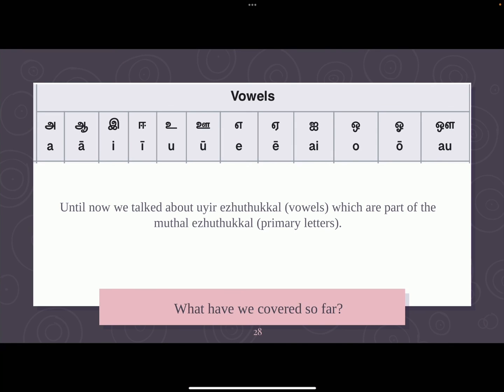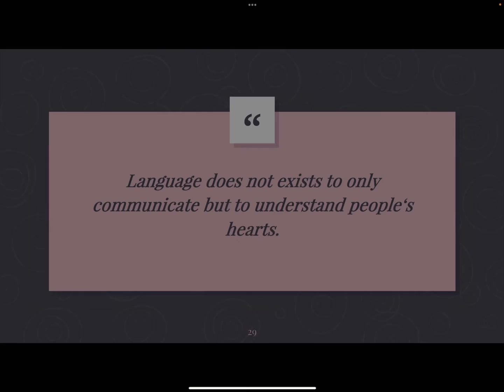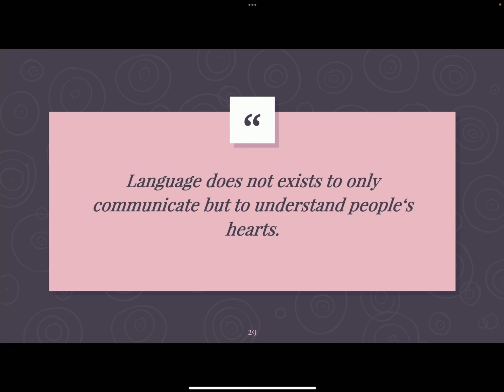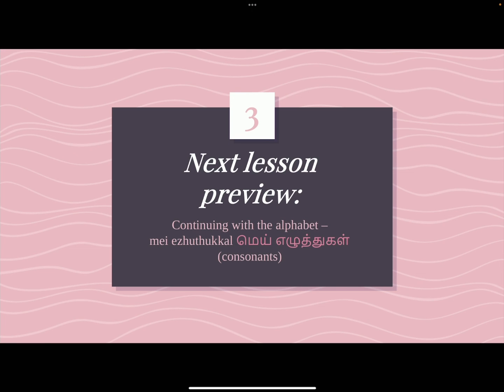Until now we have talked about uyir எழுத்துக்கள், the vowels, which are part of முதல் எழுத்துக்கள், primary letters. In the next lesson we will continue with the alphabet, in particular மெய் எழுத்துக்கள், which are the consonants. See you until then.